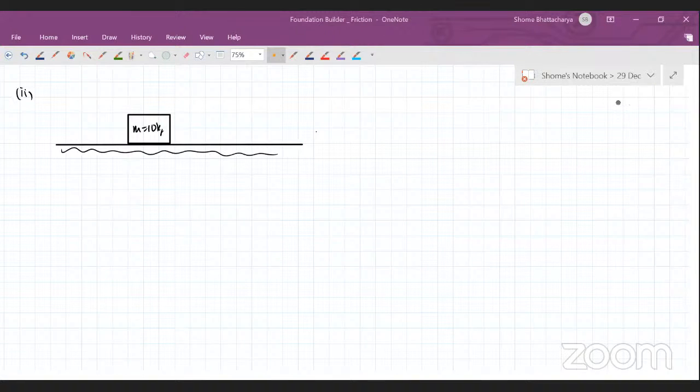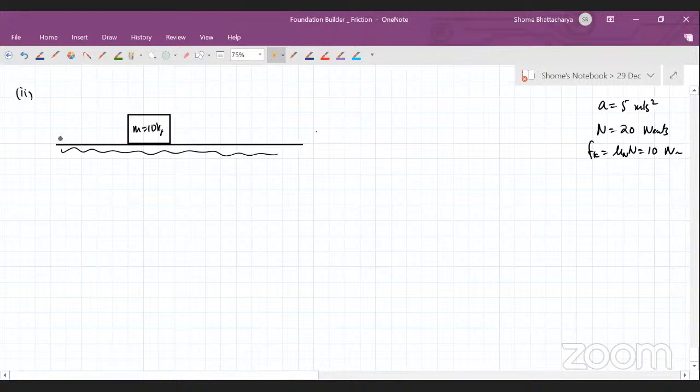Okay, so I'm telling you the answers. Just verify if you got it correct. You should be getting the acceleration as 5 meters per second square because you will get the normal reaction as 20 newtons. And therefore, kinetic friction of mu k into N, or 10 newtons, will be acting. Now I'll show you why all that is happening.